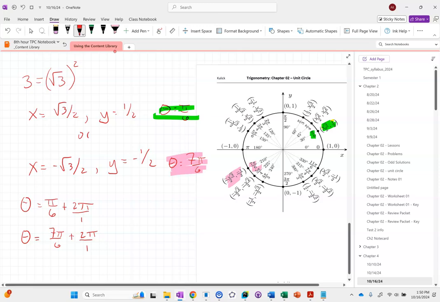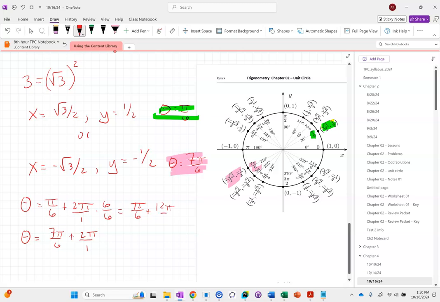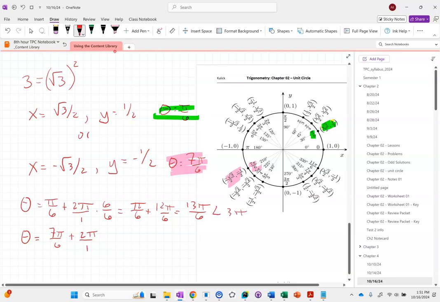So to add those fractions, I need to make a common denominator. So I'll think about that as 2 pi over 1. The common denominator between pi over 6 and 2 pi over 1 would be 6. So pi over 6 plus 12 pi over 6 is 13 pi over 6, which is 2 1/6, which is still too small, right? So I know that is out.